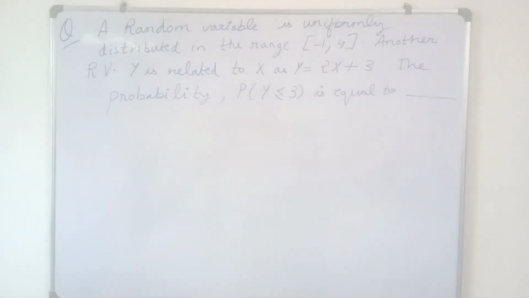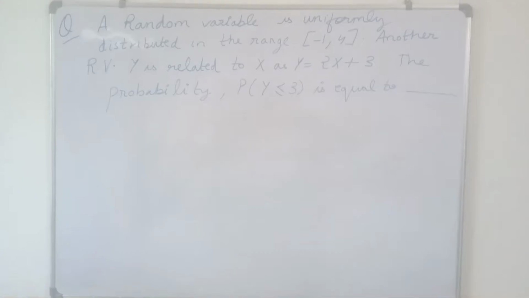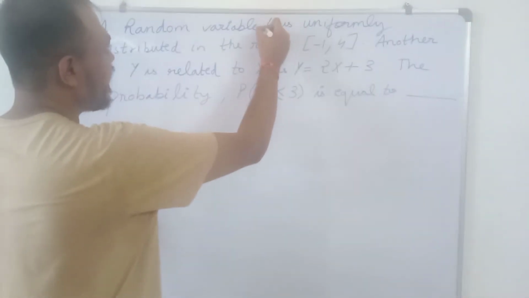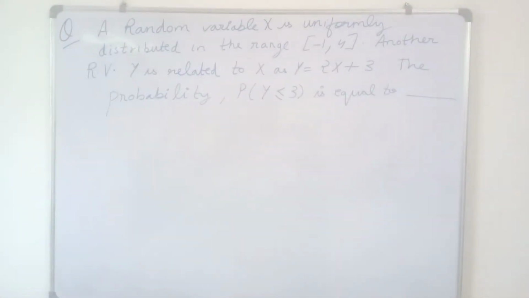So we are solving a question on a uniformly distributed random variable, and the question says that a random variable x is uniformly distributed in the range -1, 4. So first of all we will understand what this means.